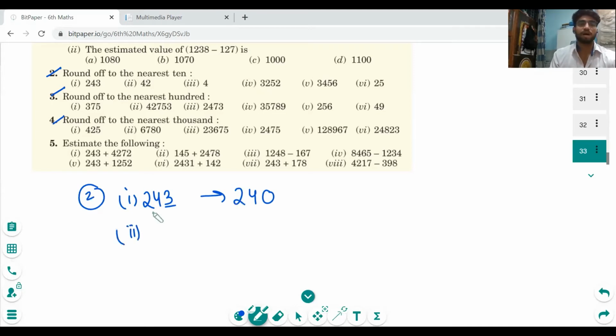Let's try the second part. 42 ones and tens, making this 0. Observing the ones digit, it is less than 5. So we will keep this guy as it is. Let's try the third part. You don't have to make arrows like it can be seen in the book. They're trying to make understand. Okay, let's try this one.